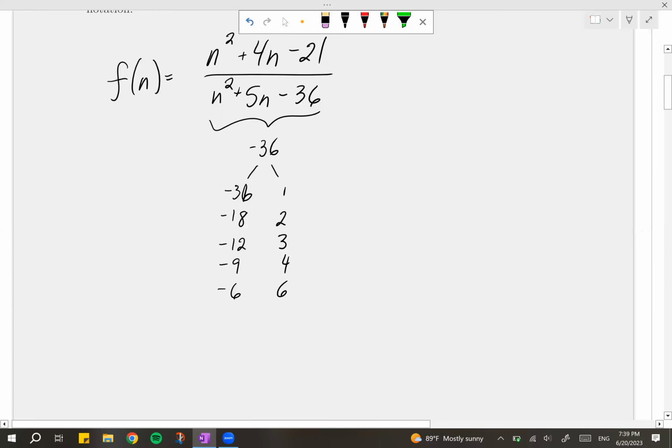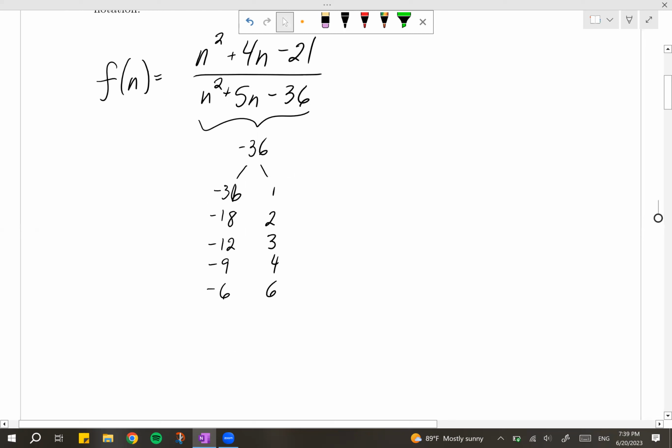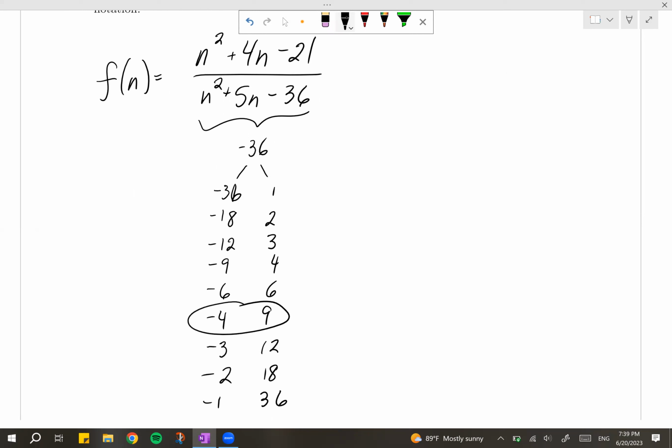Give me just a second. All the negatives could be backwards. I could have negative 4 and 9, negative 3 and 12, negative 2 and 18, and negative 1 and 36. But only one of these adds to positive 5. It's this one right here. If I add these two together, I get positive 5. So that is what this denominator factors as: x minus 4, x plus 9.